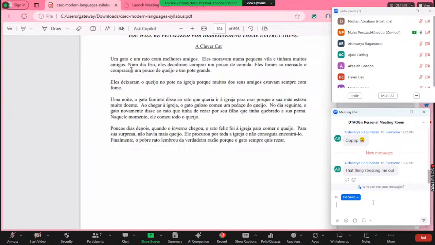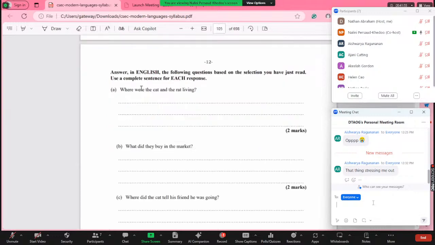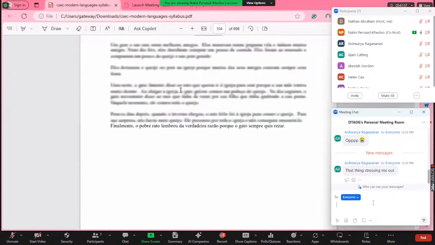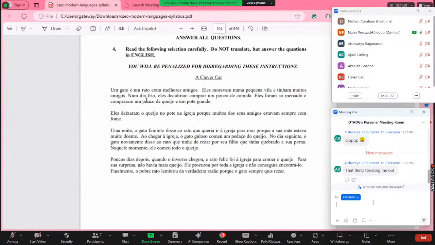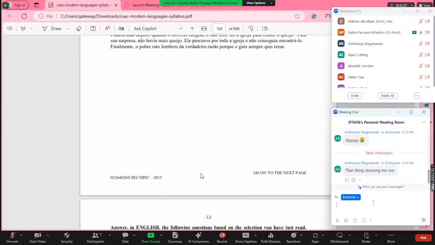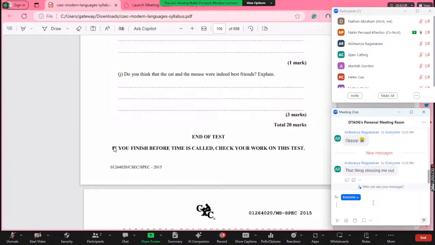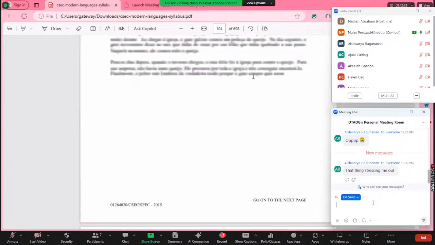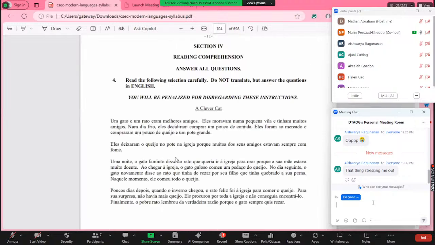Gato e rato. So right away, even if you didn't know that rato is rat, reading the question that asks where the cat and the rat were living tells you that this is rat. Right? So, "Gato y rato eran mejores amigos." Remember, the question is saying they were indeed best friends. So the first line is telling you that the cat and the rat were best friends.